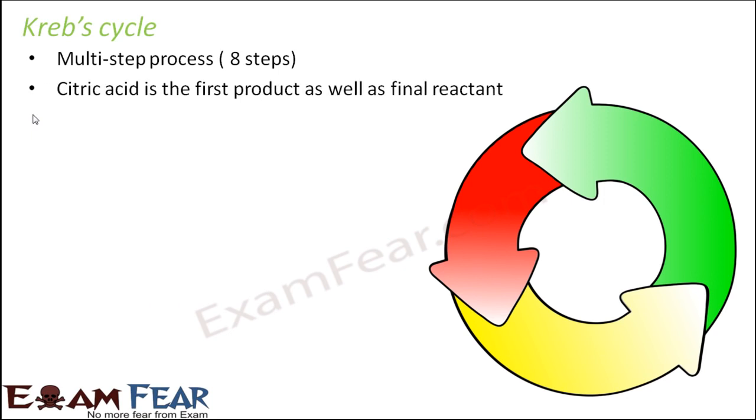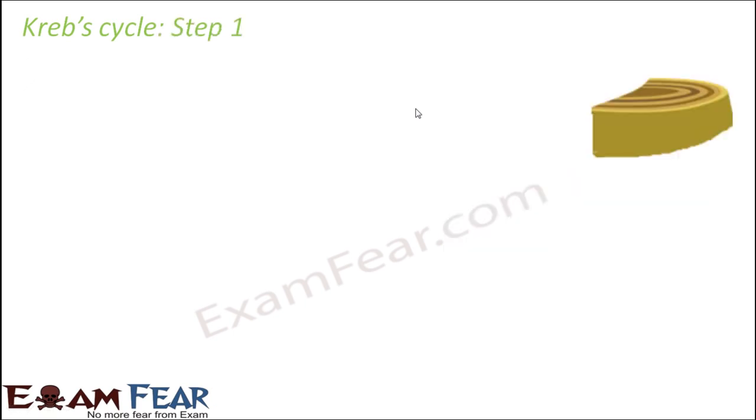Now here, citric acid is the first product as well as the final reactant. Citric acid is the first product which is formed, and again it is the final reactant. How it is the final reactant, we will see as we go through the cycle. And that is why the other names of the cycle are named after citric acid. So let us start with step 1.